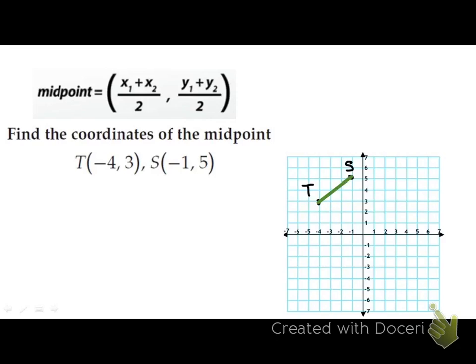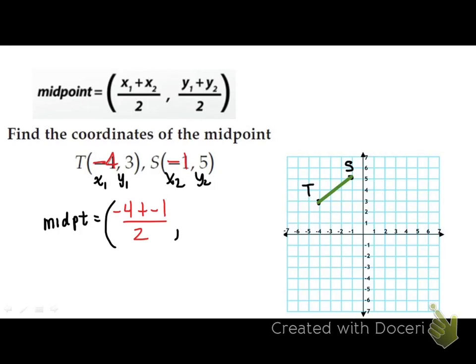So let's go ahead and do this one. X1, Y1, X2, Y2. Let's go ahead and plot these in. Midpoint will be my values. Negative 4 and negative 1 will be added together: negative 4 plus negative 1 divided by 2. Then we're going to take our 3 and 5, add them and divide by 2.